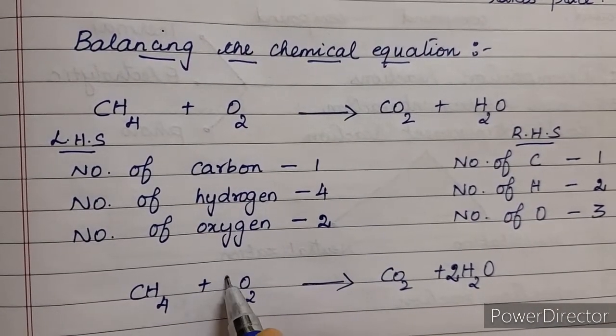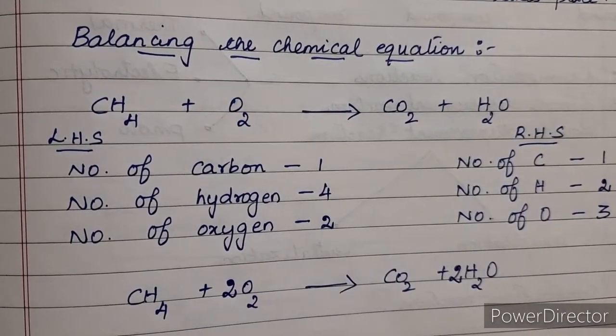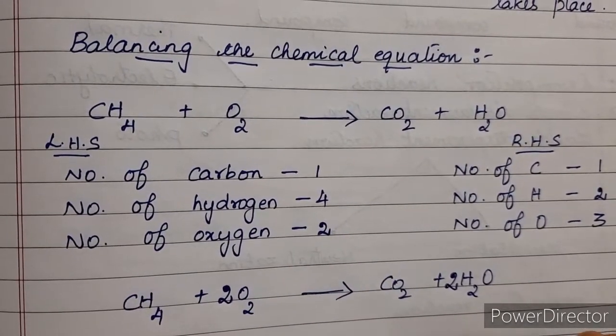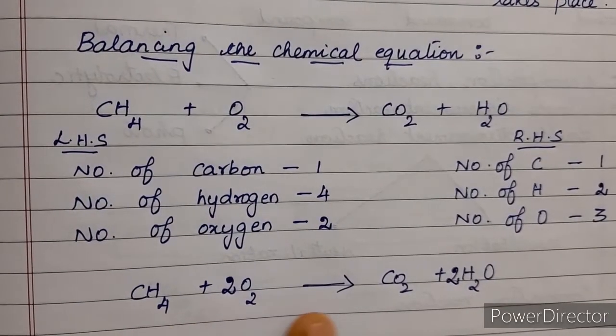So I'll put 2 here. So this will become 2 into 2, 4. So now you have 4 oxygens on your right hand side and 4 oxygen on your left hand side. Now this reaction is a balanced reaction.